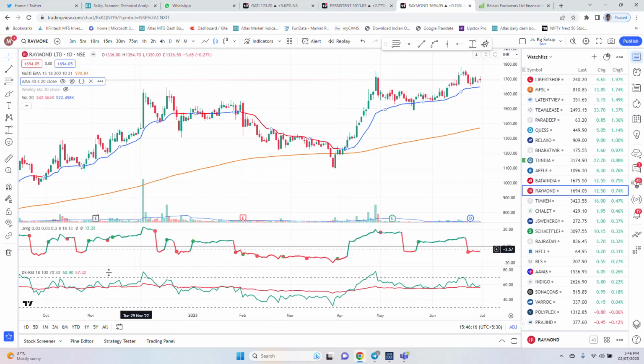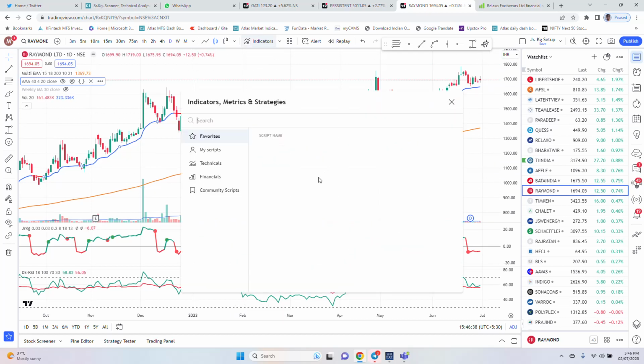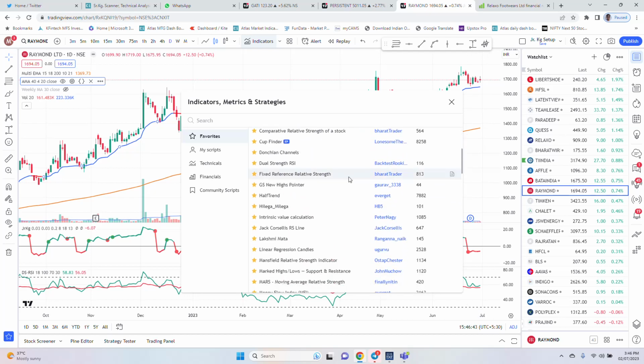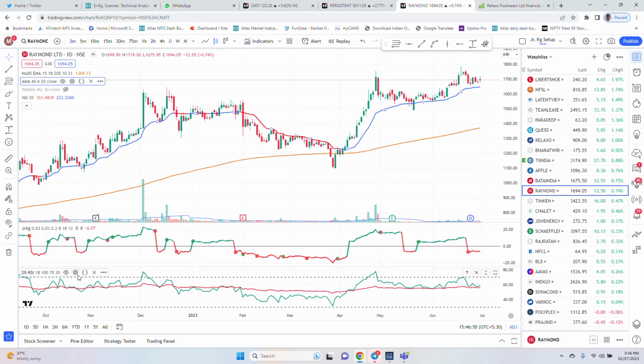Another indicator which we are using is RSI. Earlier we used two RSIs, and then we used to merge both RSIs and make it one indicator. But one of the group members has developed this indicator, so that rather than using two different RSIs, there is only one indicator he has created, which is called Dual RSI. If you select this indicator, it will be here.